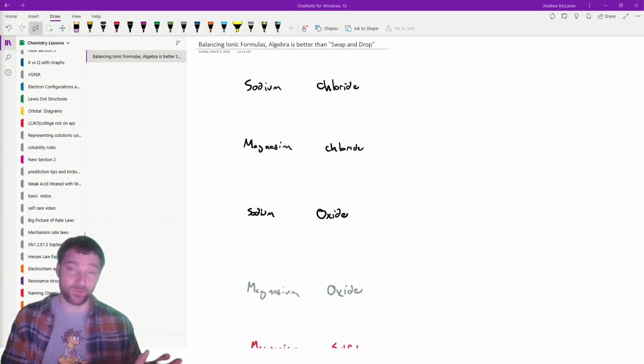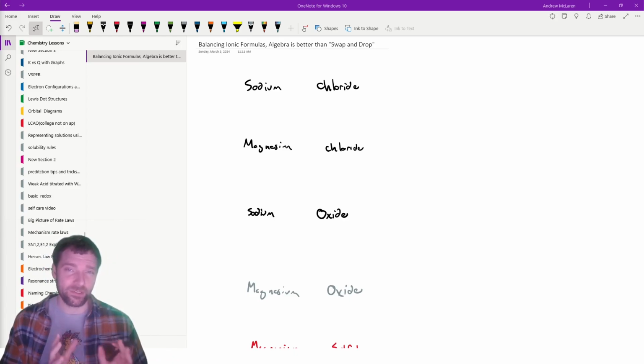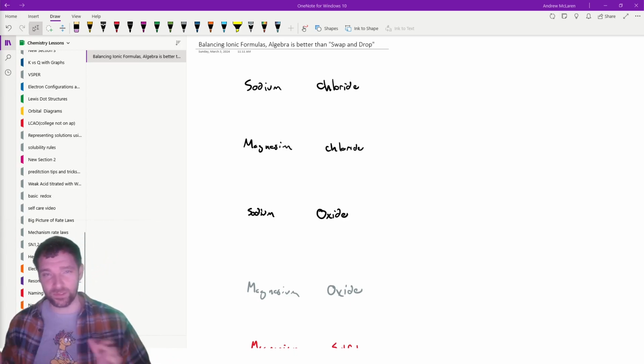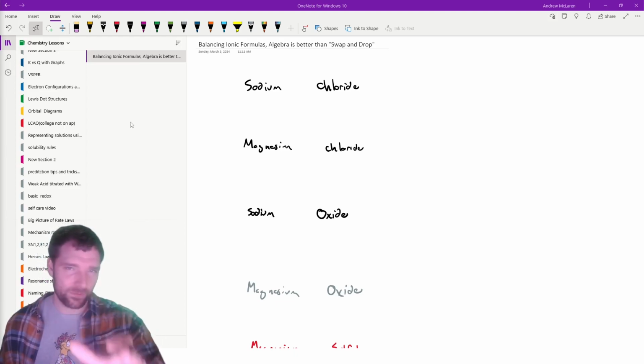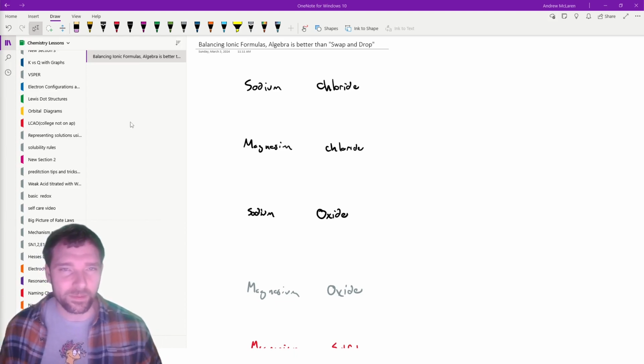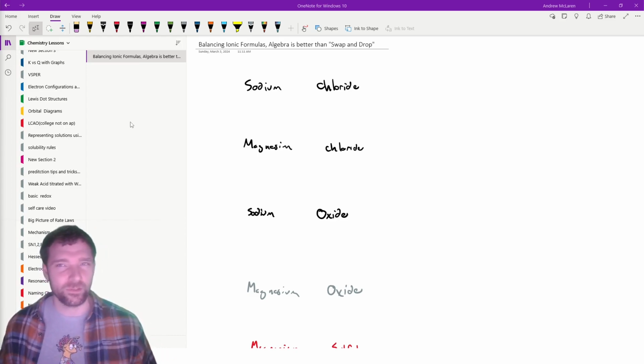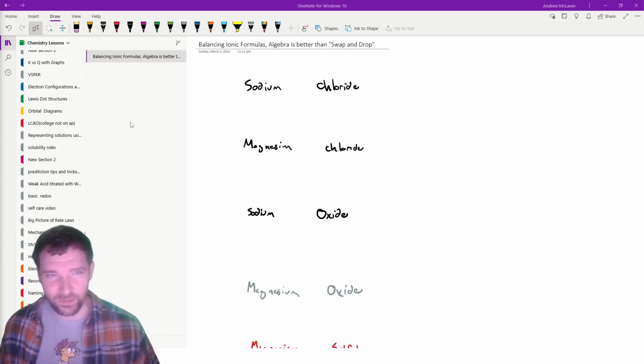I want to help you with balancing out ionic formulas from a name, not using the swap and drop method, which can cause some issues. So we're going to compare that with doing some simple algebra, and you'll see why I prefer algebra over the swap and drop. If you're getting errors with this stuff and you're not sure why it's different in some situations, this would be a good video to watch.